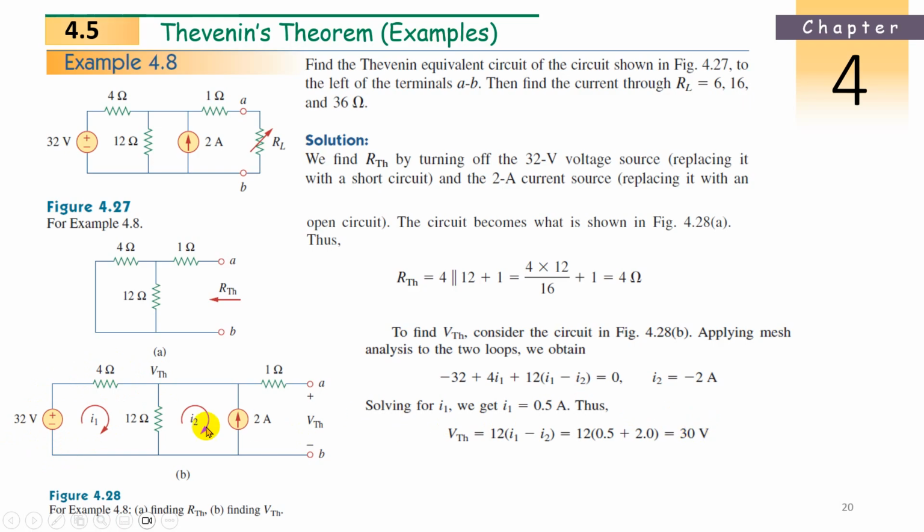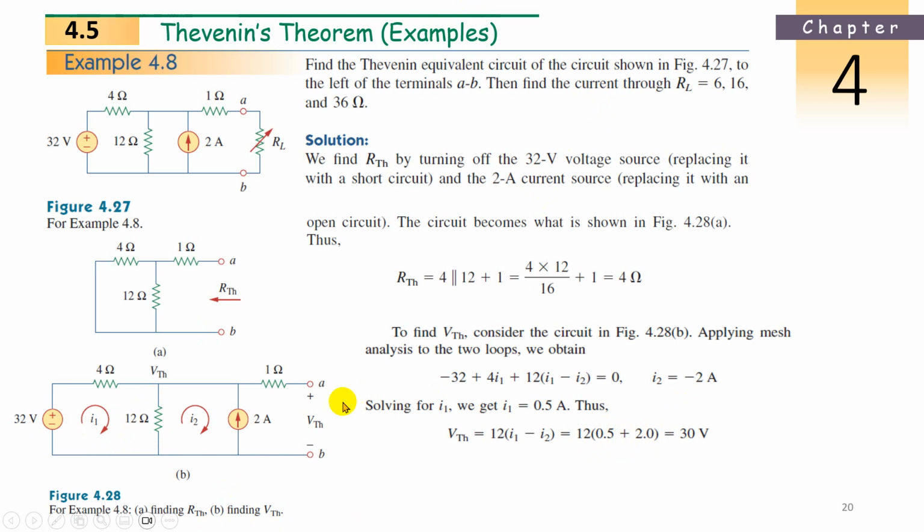Now if you find the voltage at the 12 ohm resistance, it is also the same. What is that one? 12 times I1 minus I2. So 12 times 0.5 minus of minus, that is plus 2. That is 2.5. 12 into 2.5, it is 30 volts. So both ways it is correct.